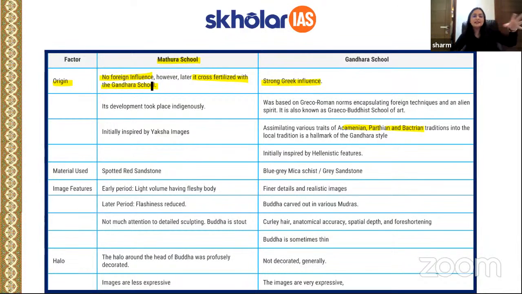Okay, so we can see that there is no foreign influence with respect to the origin of Mathura school, whereas there was a strong influence of the Greco-Roman and Central Asian traditions on the Gandhara imagery.